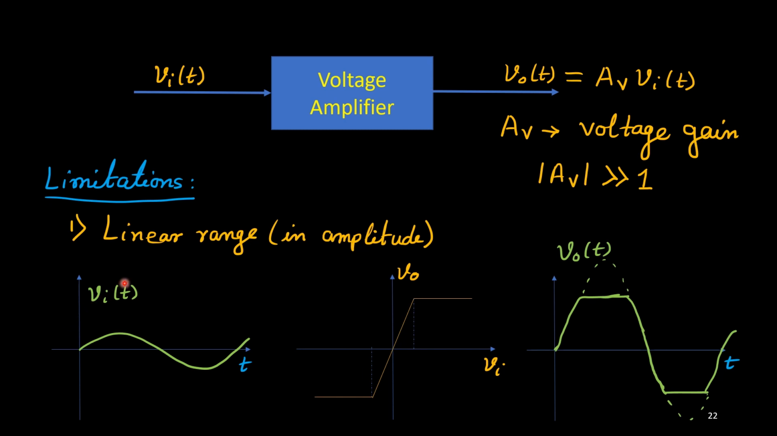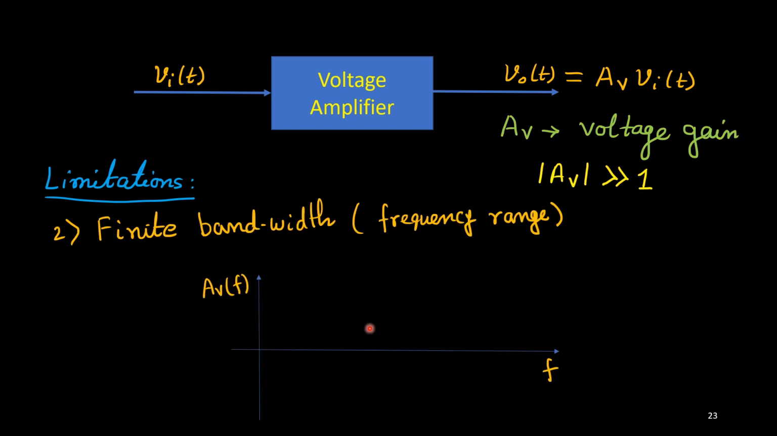So the amplitude of this input signal should be sufficiently low. It should lie within the linear range. Then only you can get faithful amplification. Otherwise, you are going to get some truncation, some distortion. So this is the first limitation. The second one is finite bandwidth.